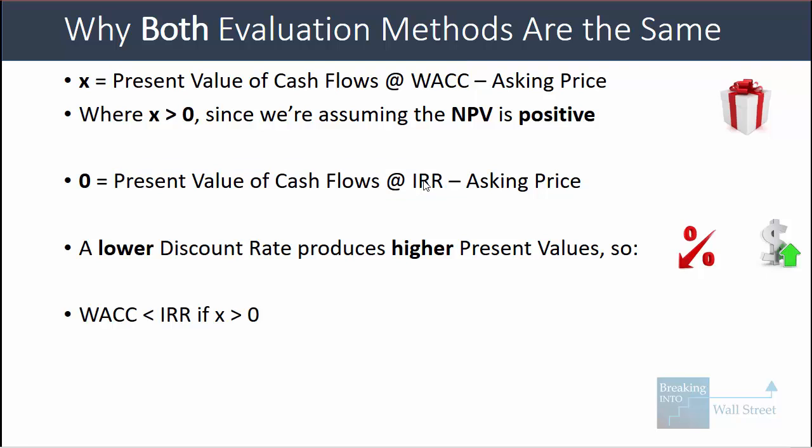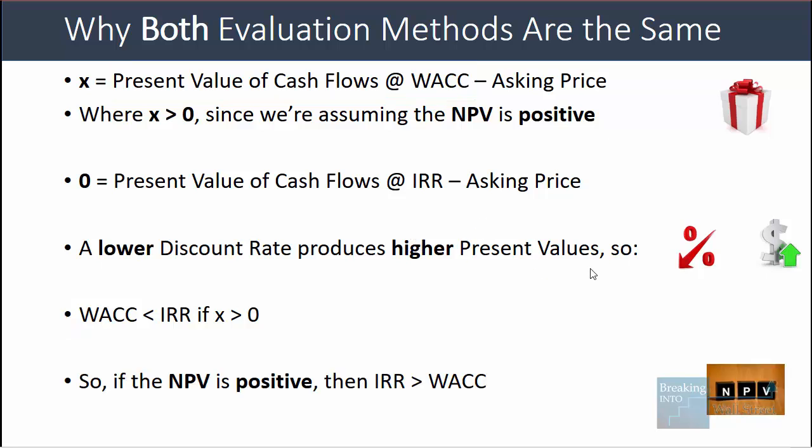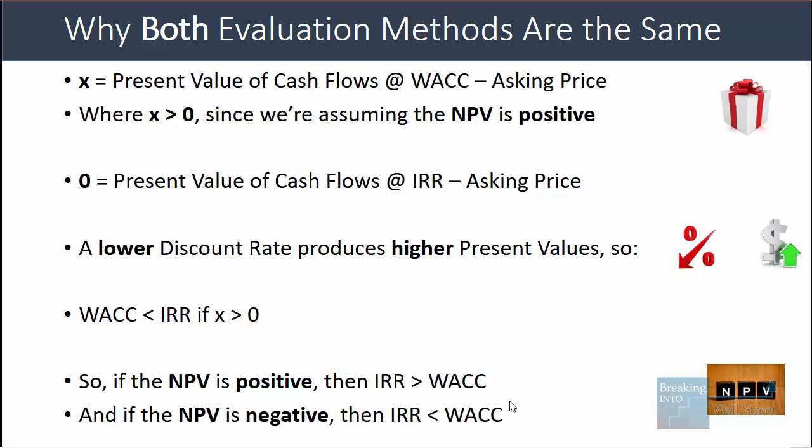Therefore, WACC must be less than IRR, because if this term is greater, then WACC must be a lower number because a lower discount rate produces higher present values. So if the NPV is positive, then the IRR exceeds WACC. And if the NPV is negative, then IRR is less than WACC. So that's the basic thinking for how this scenario works and why these formulations are really saying the same thing.